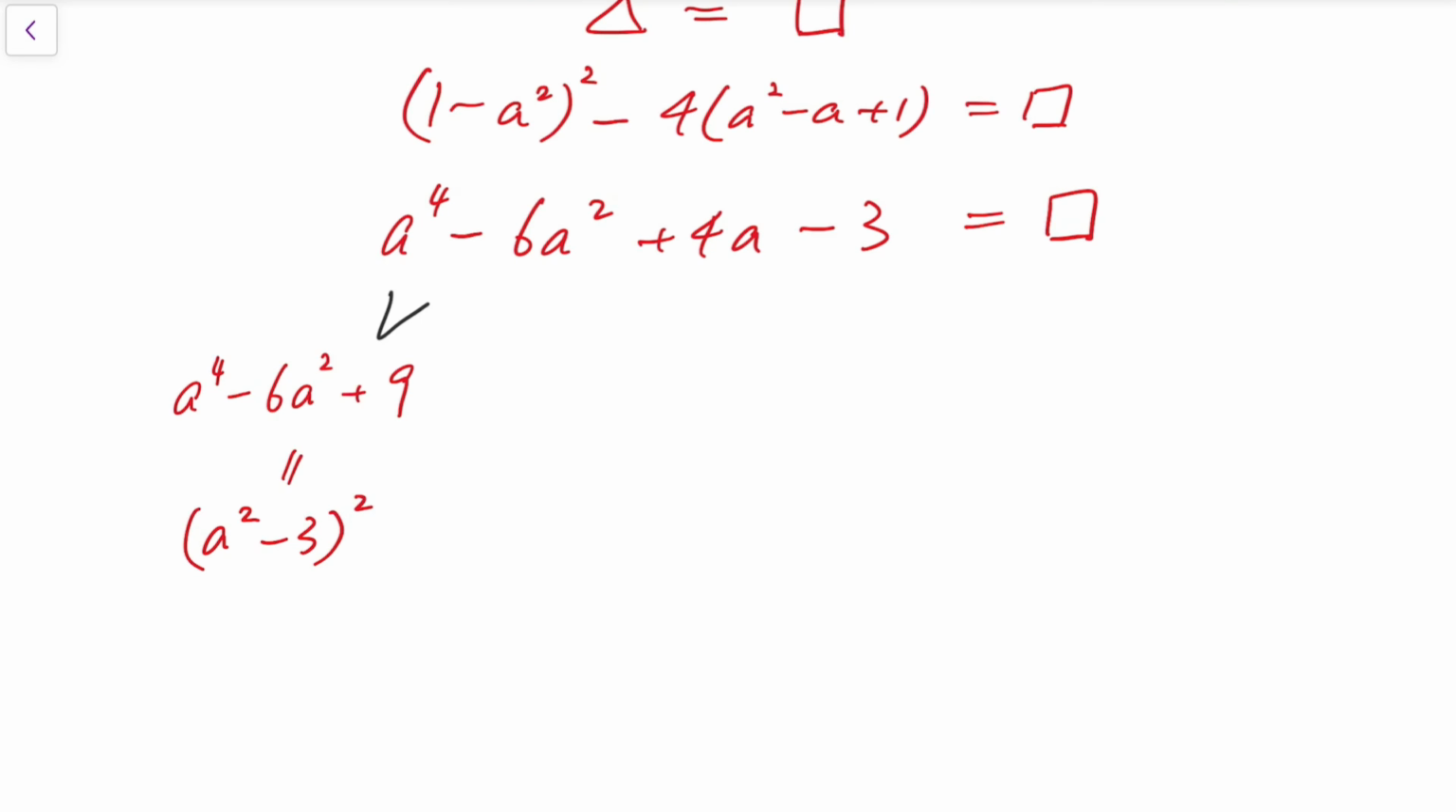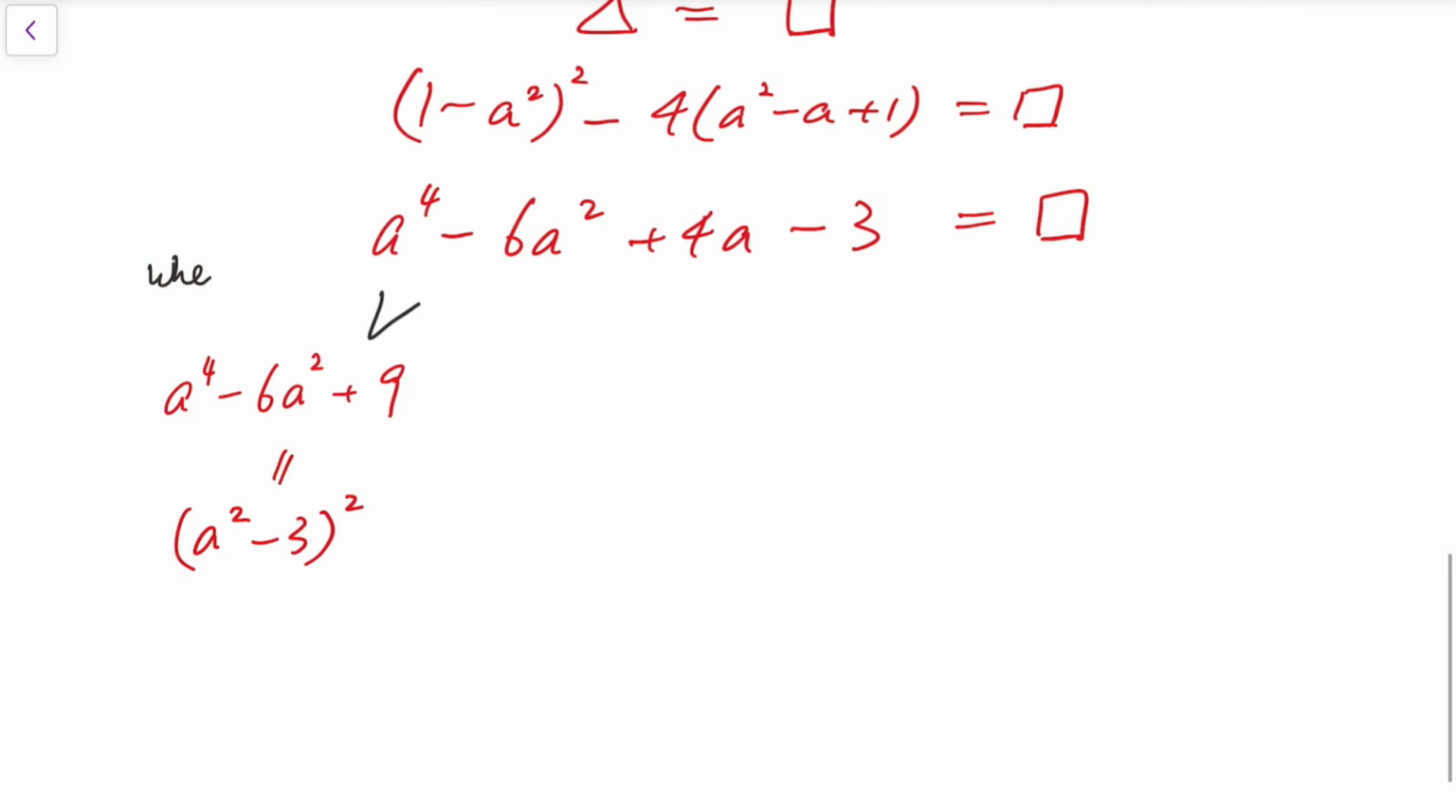In most occasions, this quartic would be larger than this perfect square, a squared minus 3 all squared. We have this inequality when a is larger than 3. So for most cases, it can't be equal to this perfect square, but at the same time, it's always smaller than a to the power 4 minus 4a squared plus 4, because the minus 6a squared will always cover all the differences between 4a minus 3 and 4.